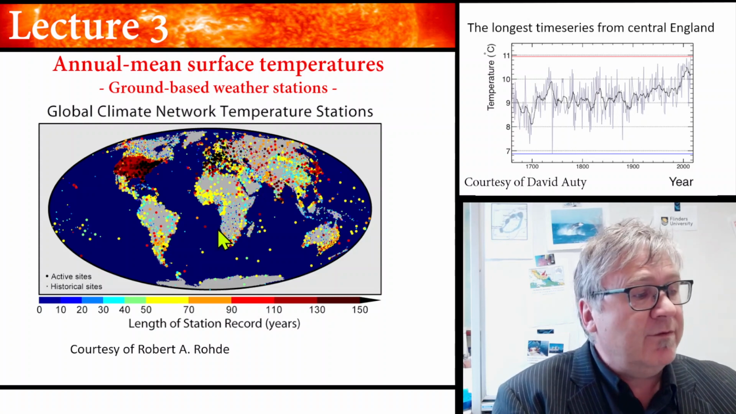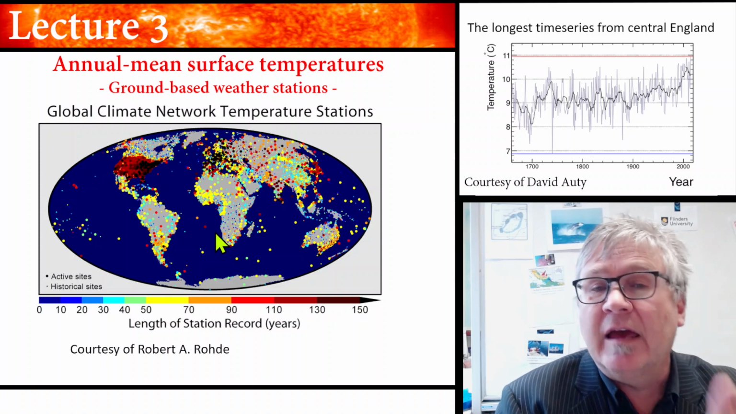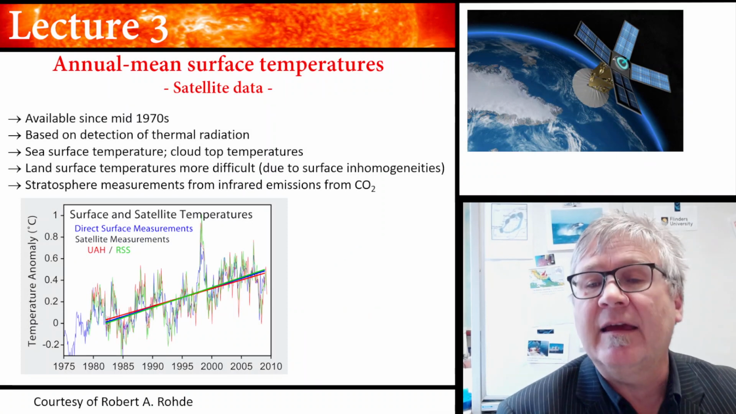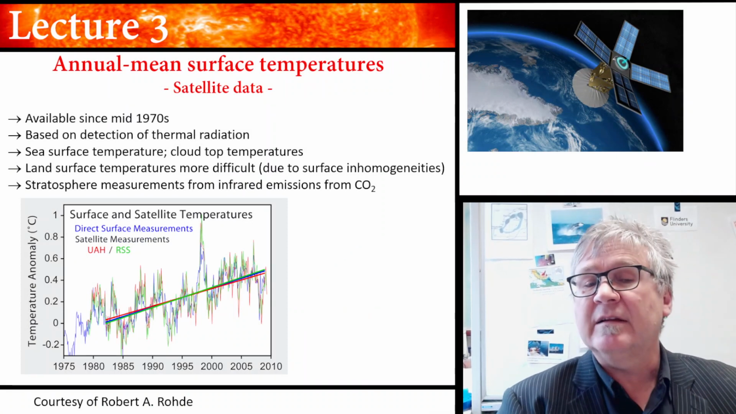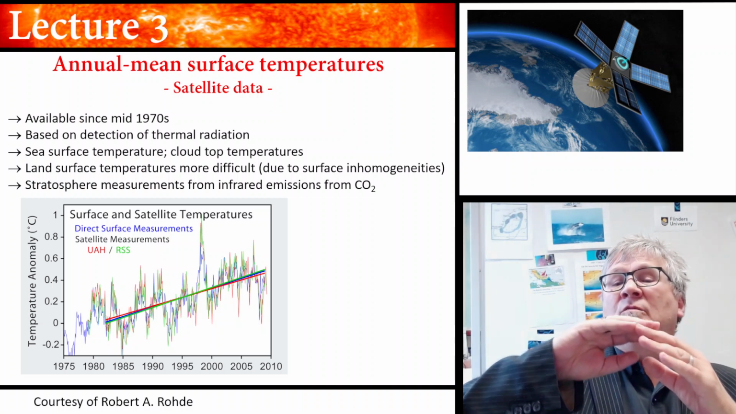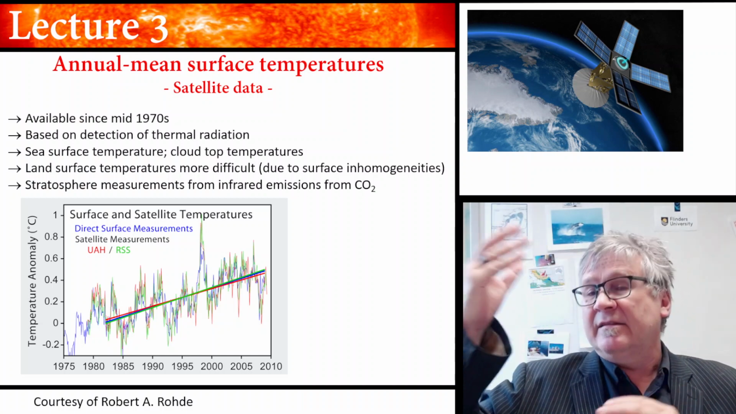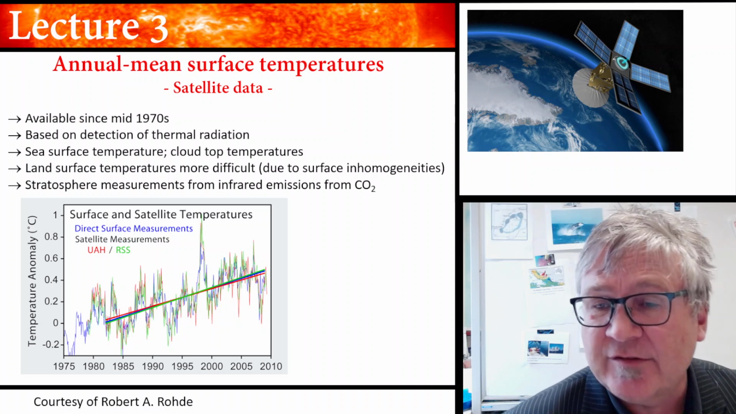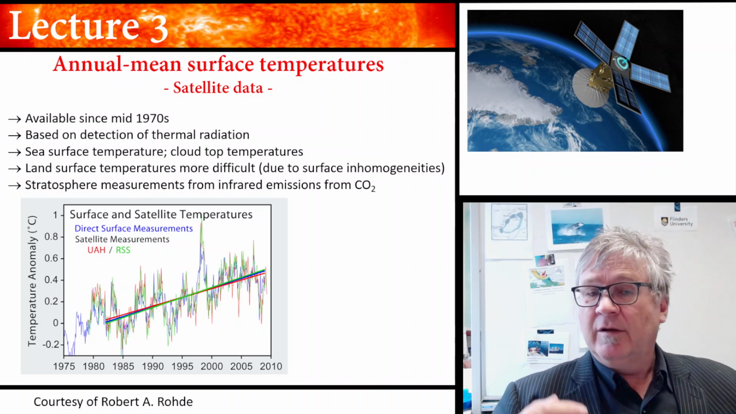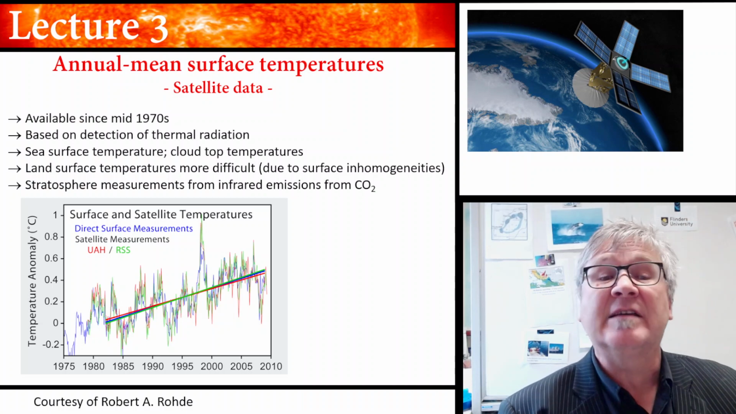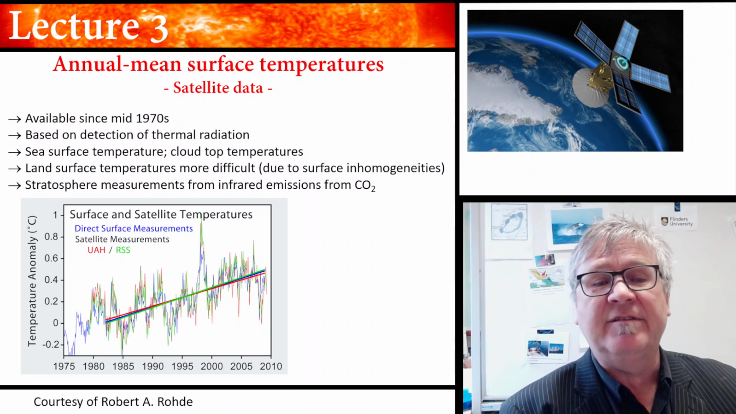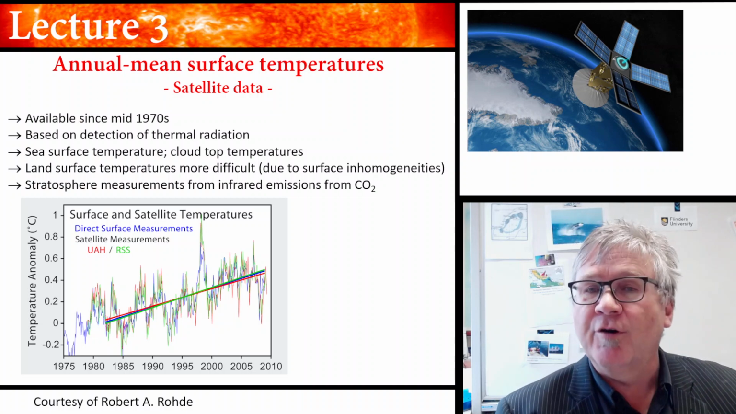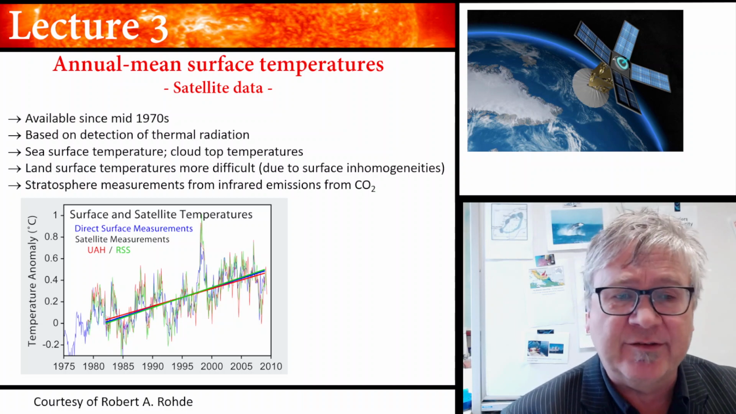Okay. So, all right. So the other way to measure temperatures is using satellites. Okay, satellite data. Satellites either move around the Earth or they stay at the same location, geostationary satellites, but they can determine the surface temperature through the principle of thermal radiation. Okay, so satellites are available since the mid-1970s, which gives you something like 50 years of data based on the detection of thermal radiation, and you know what thermal radiation is.